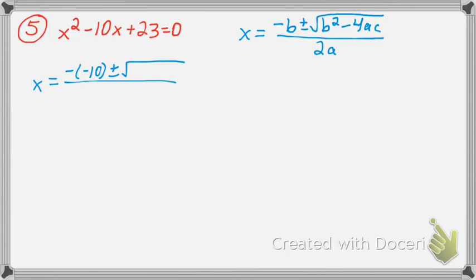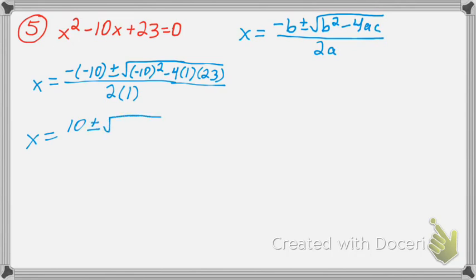Plus or minus the square root of b squared, so negative 10 squared, minus 4 times a is 1, because this is 1x squared, times 23 for c, all over 2 times a is 1. Alright, now we're going to start simplifying it. So that's going to be positive 10, negative 10. Negative 10 squared is positive 100.